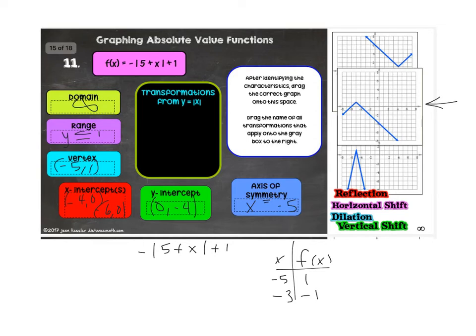Well, let's look at this. Is there a reflection? Yes. It went from a V shape to an A shape. Is there a horizontal shift? Yes, there's a horizontal shift. Is there a dilation? No, there's no dilation on this one. Is there a vertical shift? Yes, it went up 1.